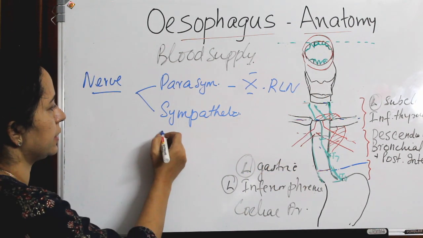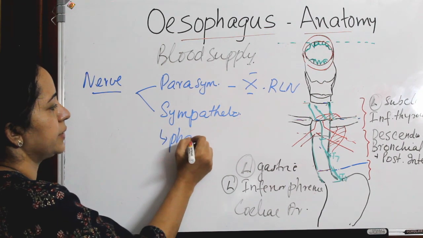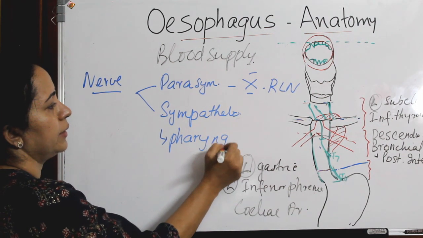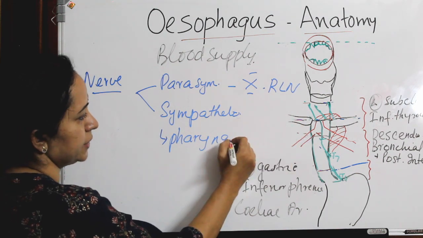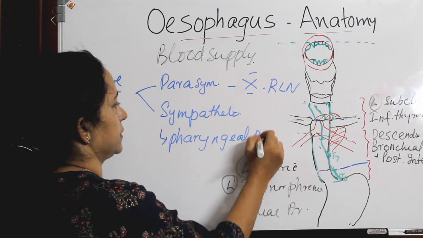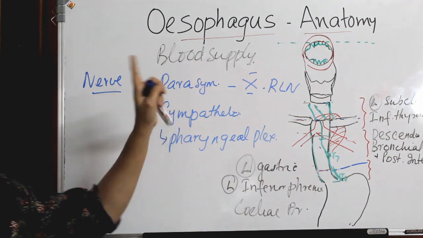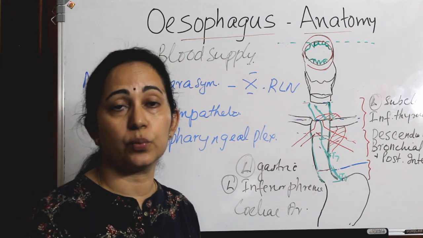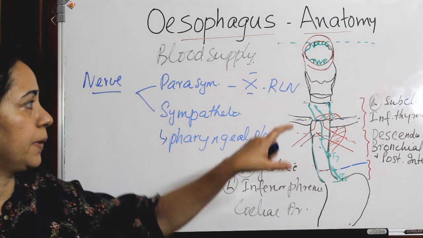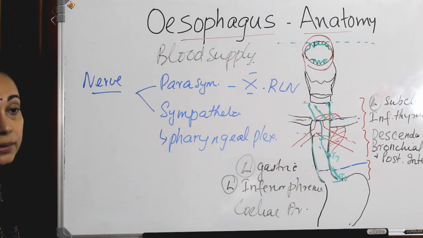And the sympathetic supply in the cervical part is mainly from the pharyngeal plexus. And in the middle, thoracic part, it is from the cardiac plexus. So, sympathetic is from the pharyngeal plexus and parasympathetic from the nucleus ambiguus through the 10th nerve, the vagus nerve, and the cervical part is supplied by the recurrent laryngeal. So that is about blood supply and nerve supply.